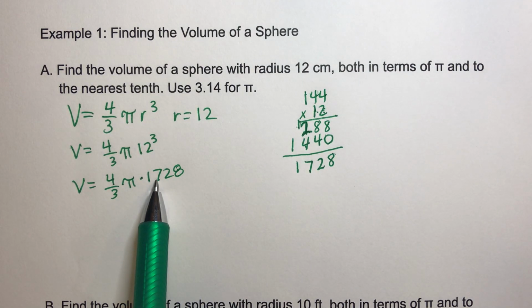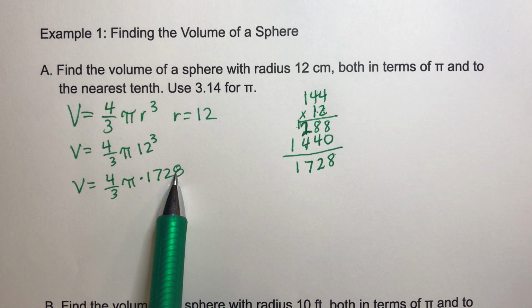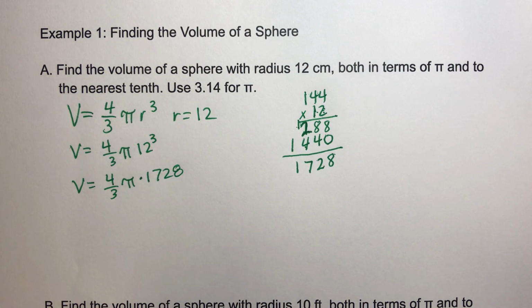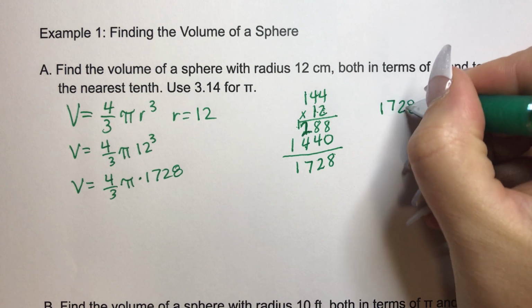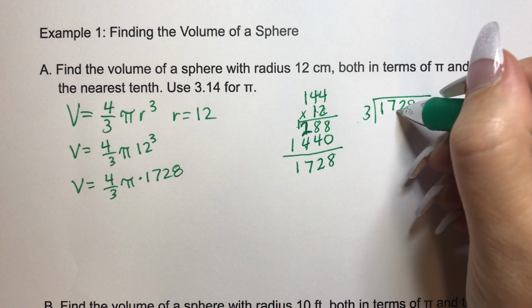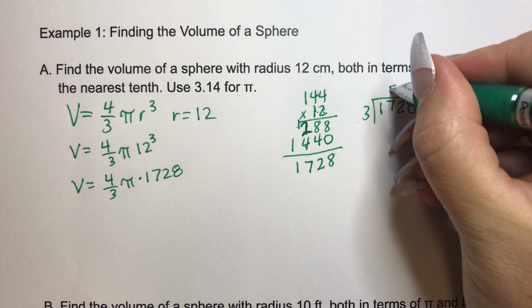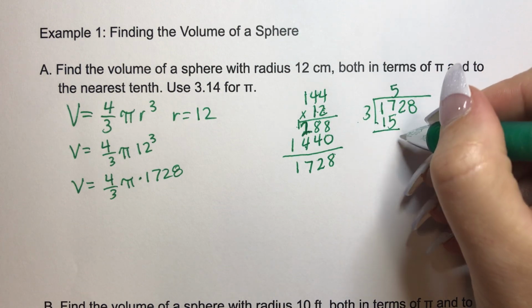Now I'm going to see if this is divisible by 3 by adding up the digits. 1 plus 7 is 8, plus 2 is 10, plus 8 is 18. It's 18, and 18 is divisible by 3, which means this whole number is divisible by 3. So I'm going to take this number, 1,728, and divide it by 3. 3 doesn't go into 1, but it goes into 17 5 times. 3 times 5 is 15. 17 take away 15 is 2.